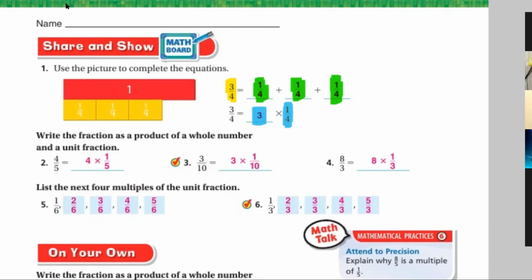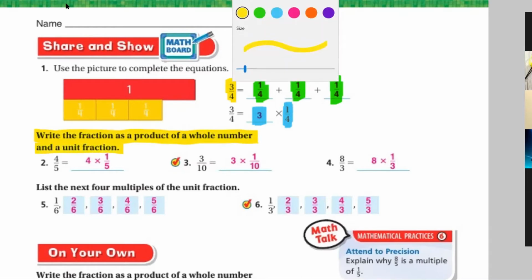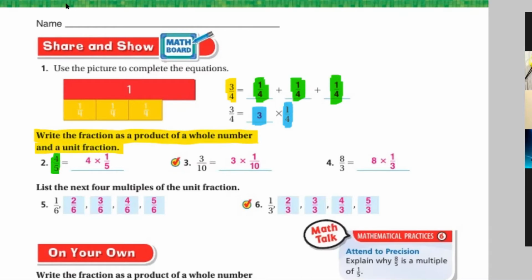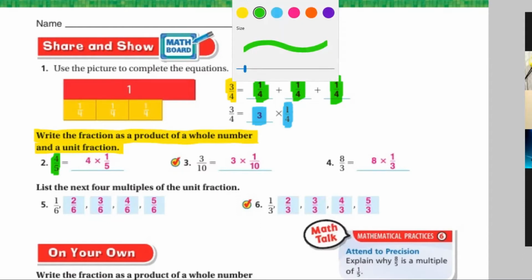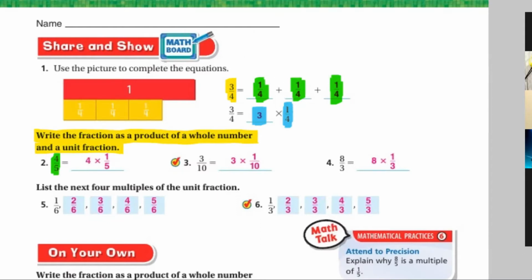Hi, Faris. Write the fraction as a product of a whole number and a unit fraction. So, 4 over 5. First of all, what is the unit fraction of this one, 4 over 5?